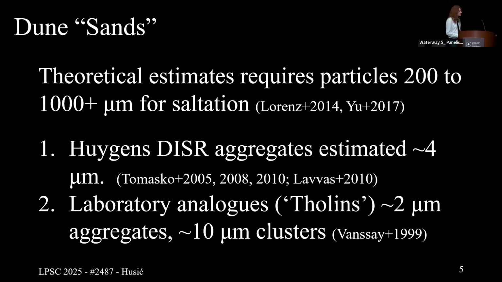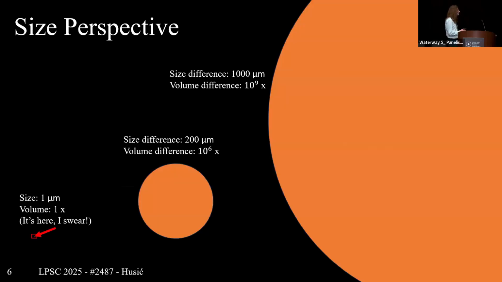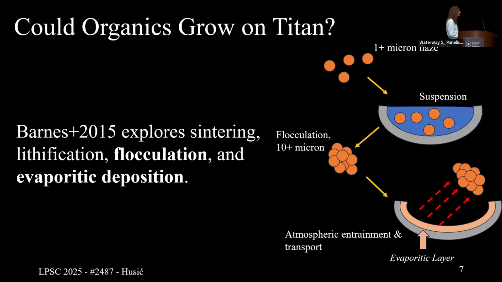Create in the lab, known as tholins, are about 2 microns in size, and then the clusters that they naturally create are about 10 microns maximum. So this is a visualization of the difference in size that you need. In this box down over here on the left, there is our 1 micron particle. If you go to the minimum size by theory, that's pretty much the difference you have to make. And if you go to the maximum, it's about 1,000,000 to 1,000,000,000 times more volume, even though it's about 200 to 1,000 times more size.